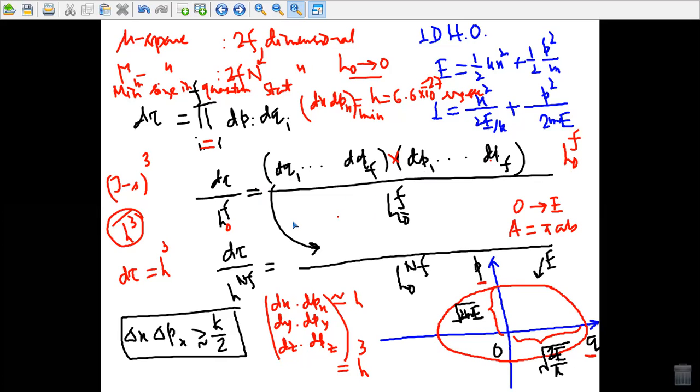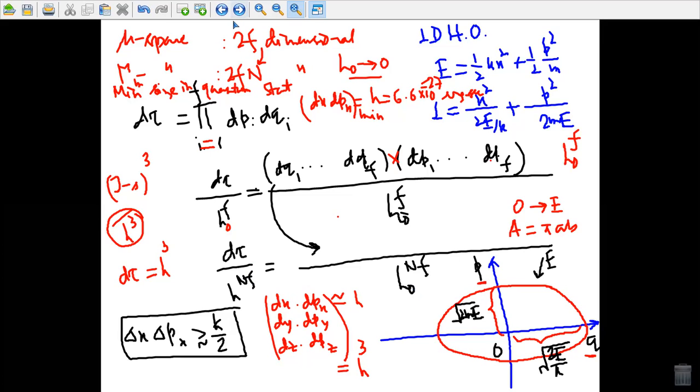The gamma space representation has 2nf dimensional phase space, which is useful to describe a microstate of the system of n particles with a single point. An element of phase volume is given by dq1 to dqnf and dp1 to dpnf, and the number of phase cells in the volume element is given by d tau divided by h to the power nf, which is equal to dq1 to dqnf, dp1 to dpnf divided by h0 to the power nf.